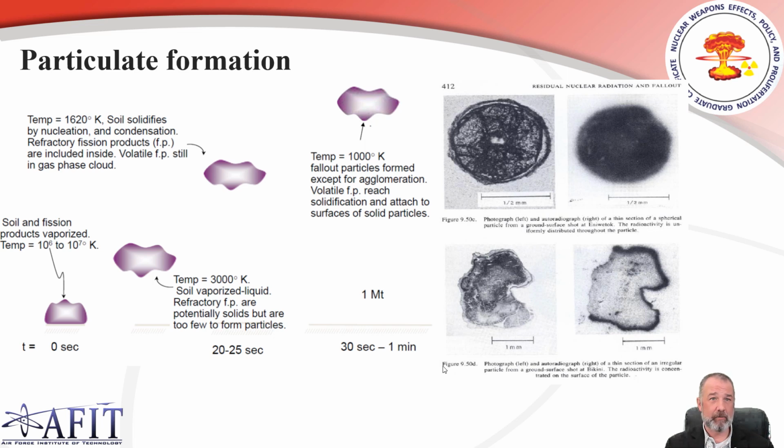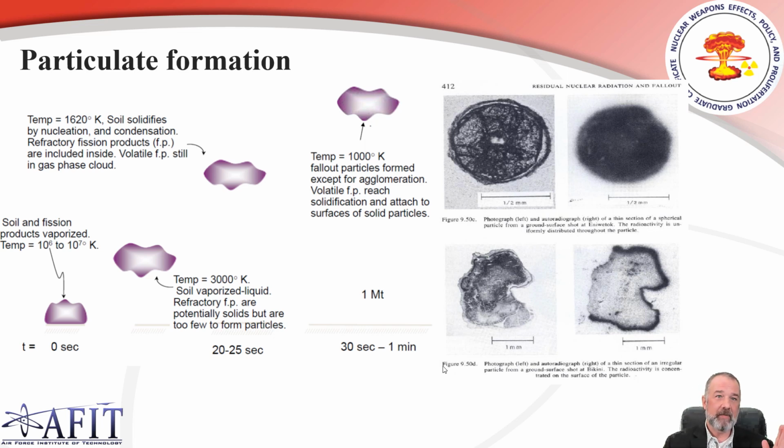So instead of seeing smooth singular volumes of this fallout material, what we can see is stuff that has stuck together. And there's a picture in Glasstone and Dolan where it looks like a bunch of these things have formed, and then they've all kind of stuck together on their way down. So another picture out of Glasstone and Dolan on page 412, it shows two different types of radioactive fallout.